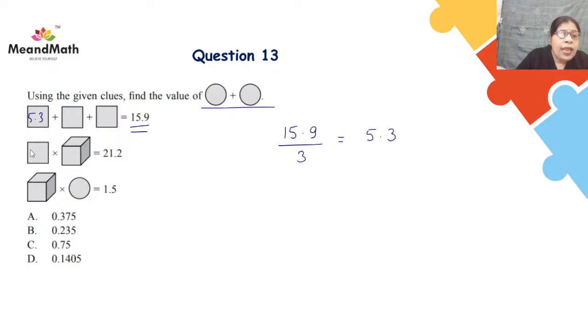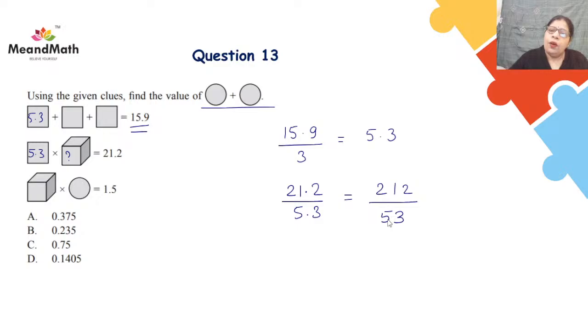Now we have this second figure. 5.3 multiplied by what gives you 21.2? 21.2 must be divided by 5.3 to get the value of the cube over here. I will write 212 because I'm going to remove the decimal places. Both of them have one decimal place. 53 4 times gives you 212. So this is 4.